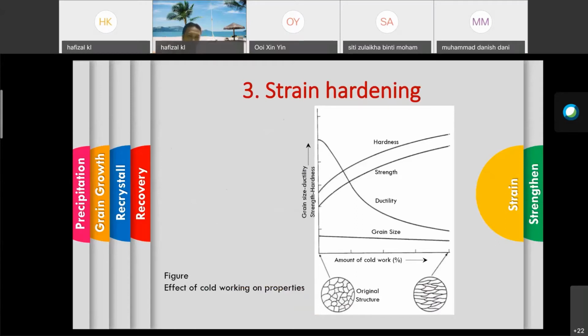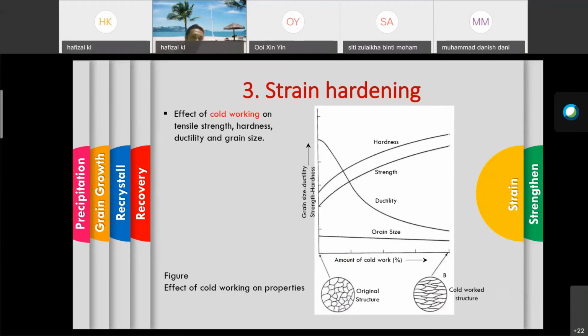As you can see, here is a diagram to illustrate the amount of the cold working process and what happens to the hardness, strength, ductility, and grain size. So this is the initial grain boundary, the original structure. Once we introduce the cold working process, let's say a rolling process at room temperature, we can see what will happen to the hardness, strength, ductility, and grain size, something like this.